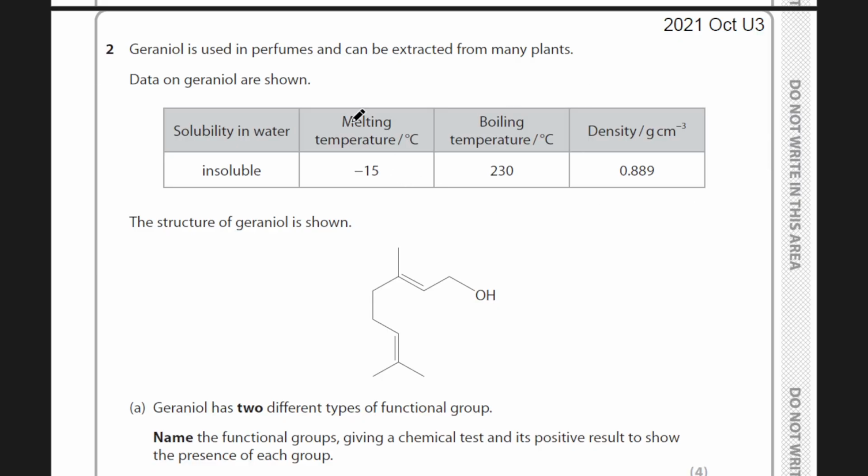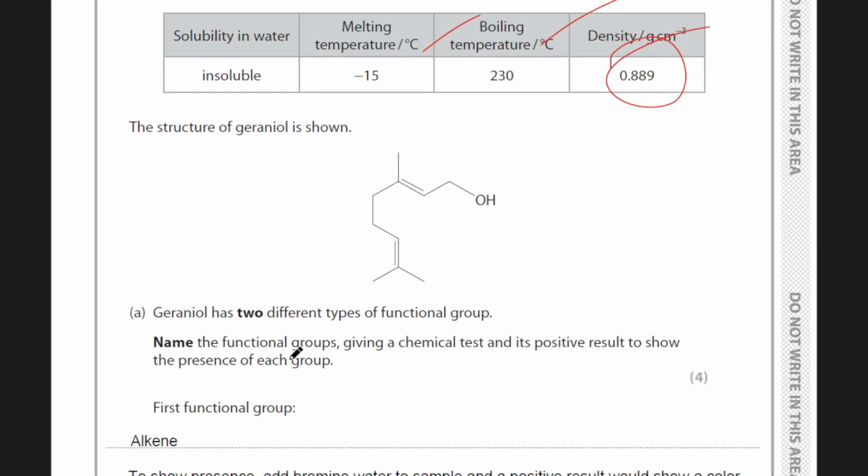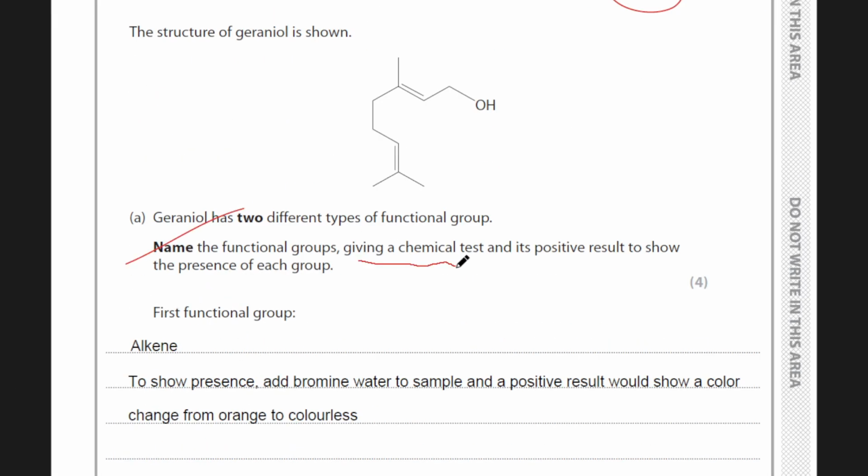Now, geraniol is used in perfumes and can be extracted from many plants. So the data on geraniol are shown. You can see the melting temperature, boiling temperature, and the density down here. Now, geraniol has two different types of functional group. Name the functional groups, give a chemical test, and its positive result to show the presence.